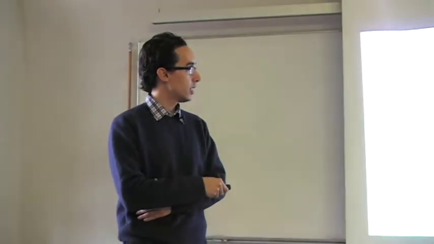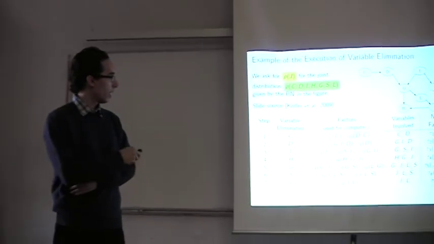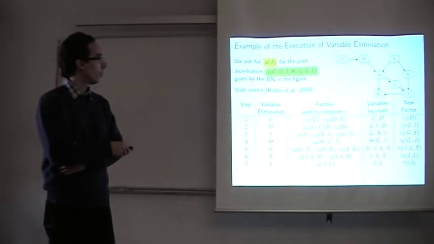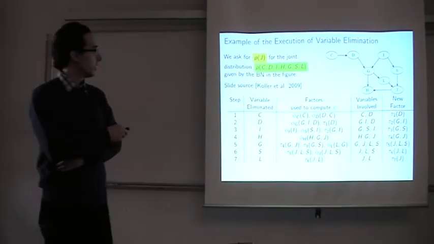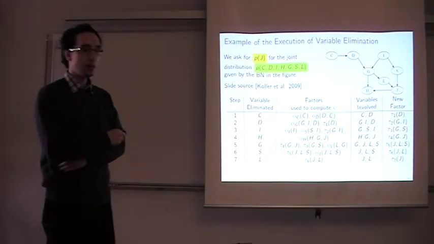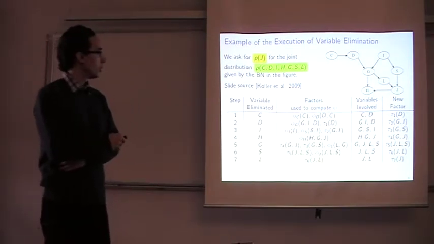So this is going to be a pseudocode of a method that allows us to do these exact marginalizations in a computationally efficient way. And we can see an execution of this algorithm for the following directed graphical model. In this case, we are interested in computing the marginal distribution for the variable J. The joint distribution would be this one, which can be written as a product of factors.